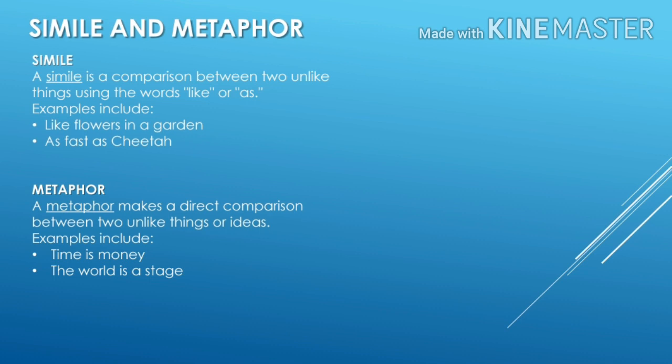So the next one is metaphor. A metaphor makes a direct comparison between two unlike things or ideas. How? Let's see the example. Time is money. And the second example is, the world is a stage. You can put one more example, that he was a lion in the battle. So you can see that there is a direct comparison between two unlike things or ideas.